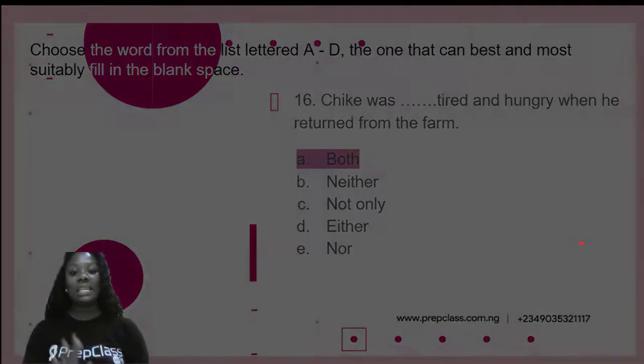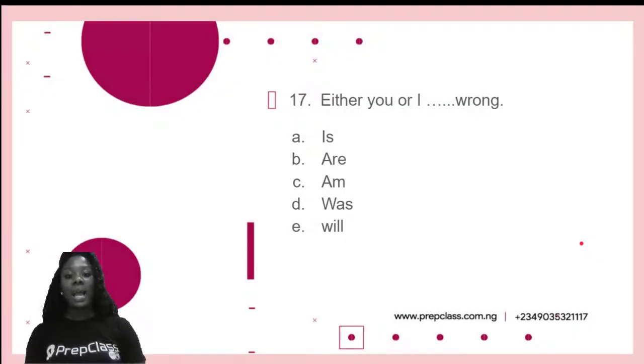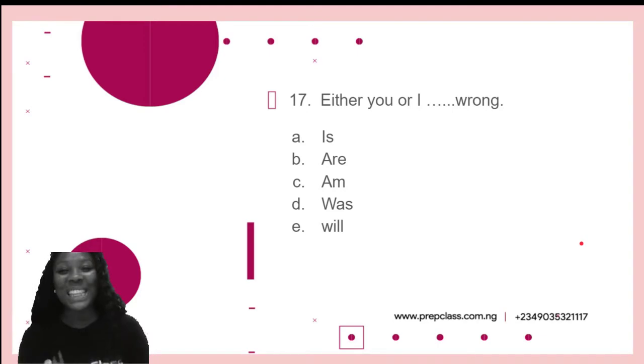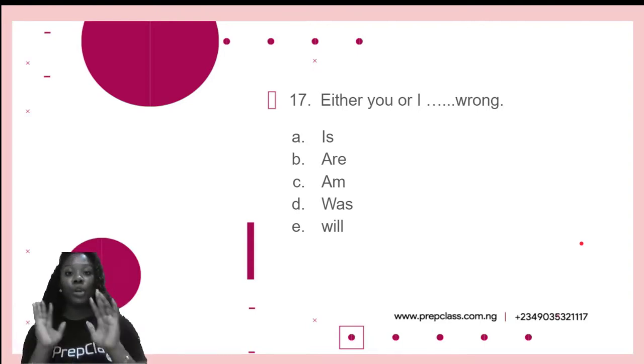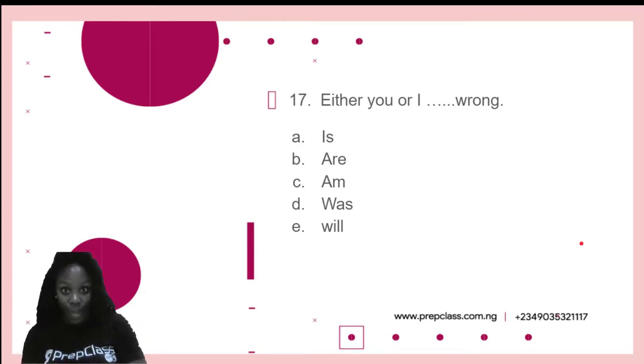For the 17th question: Either you or I dash wrong. I know for sure that this particular question has been of immense dispute in the English language. It's been always up for debate, and there's been a party for or against the use of are, is, am, and the rest as the correct answer. Before I explain, let's look at the options. We have option A, is, option B, are, option C, am, option D, was, and option E, will.